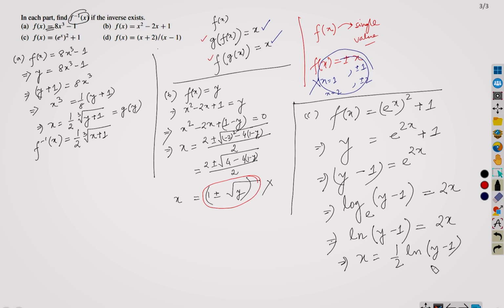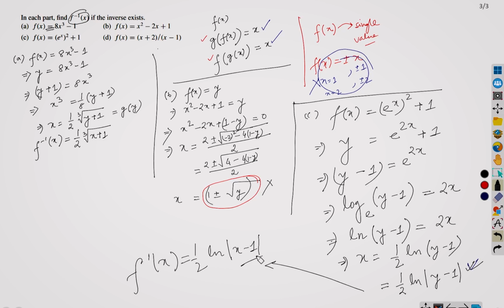Now whenever we write a log, we need to take a modulus, otherwise the log function may be undefined. So the mathematical way of writing this expression is this one. This is the correct one. You should not write it the other way, because we need a modulus, otherwise the log function becomes undefined. So we obtain our inverse function in this case as f inverse of x equals half of ln of the modulus of (x minus 1).